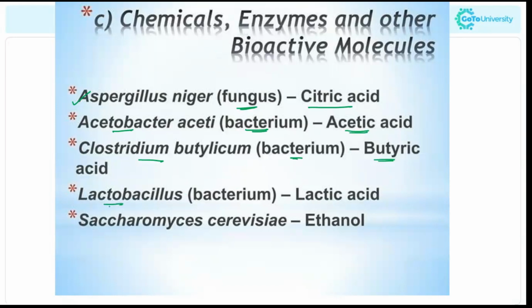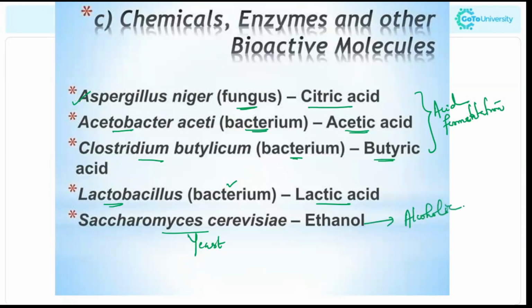And then Lactobacillus, which we just discussed, is a bacterium present in curd, and the acid produced is lactic acid. Saccharomyces cerevisiae, a yeast, produces ethanol by fermentation. So these are examples of acid fermentation, where they produce acid as a byproduct, whereas this is an example of alcoholic fermentation. Along with that, it produces carbon dioxide also.